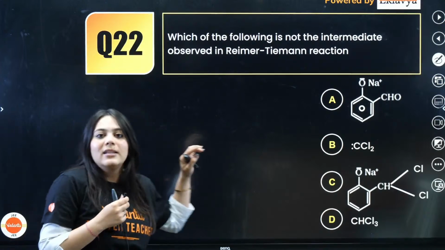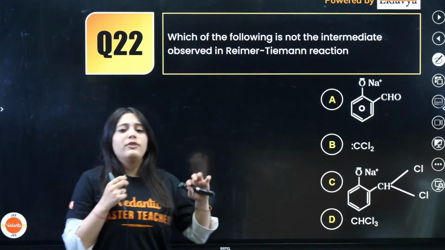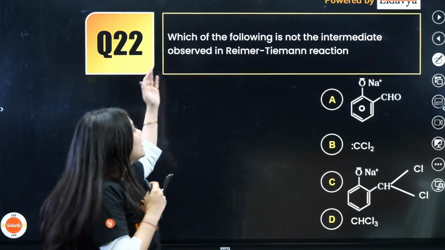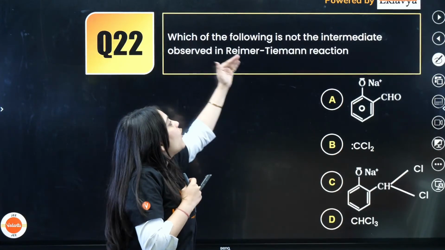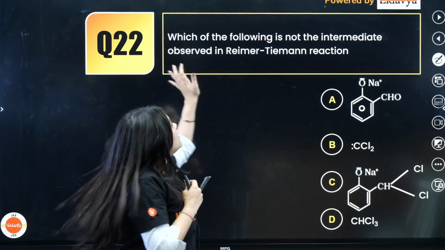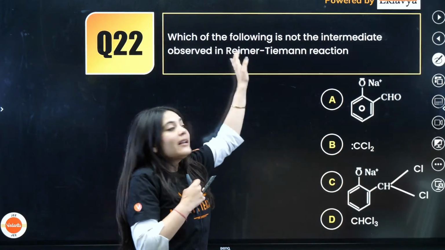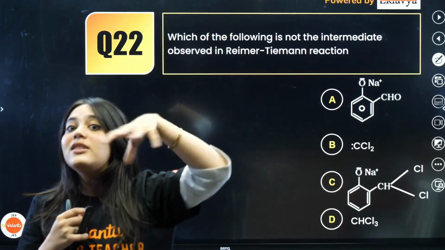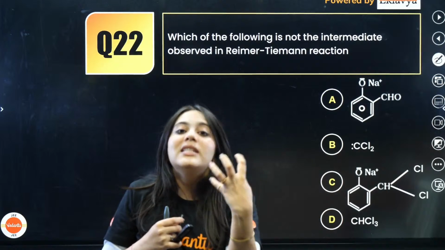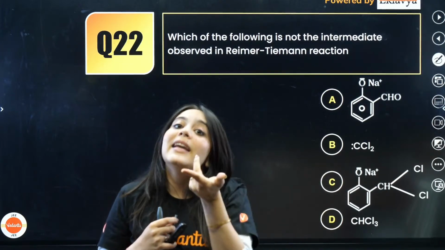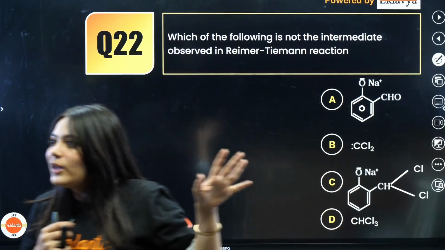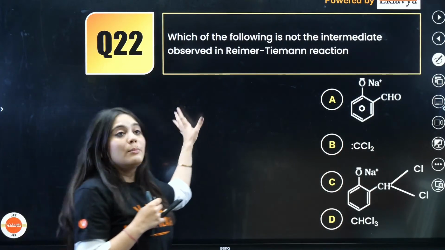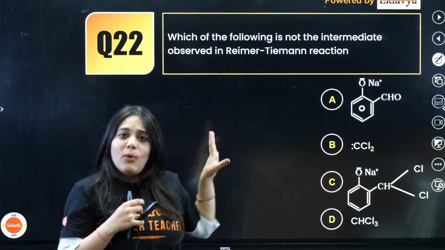This question, once again, is a Reimer-Tiemann question, but we do not know in what format the question was asked. Was it asked as: which of the following is not the intermediate observed in the Reimer-Tiemann reaction? Or was the question, what is the intermediate? We do not know what the actual question is, because students sent us both kinds of questions. So we're going to discuss both kinds.